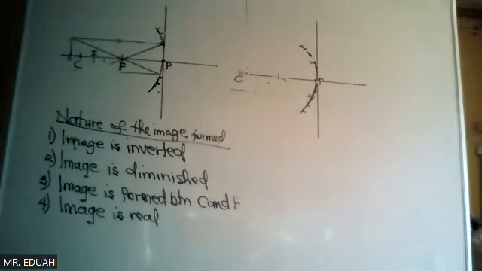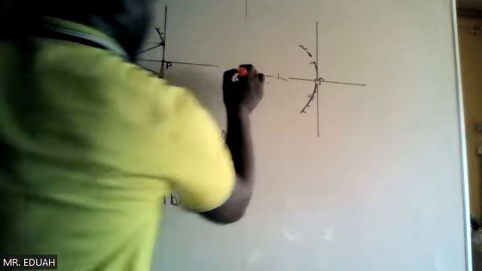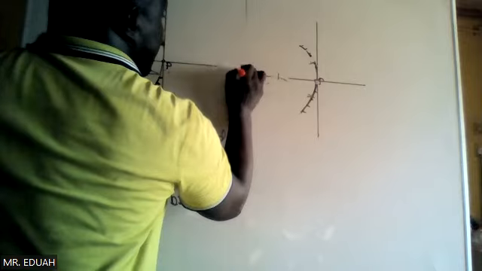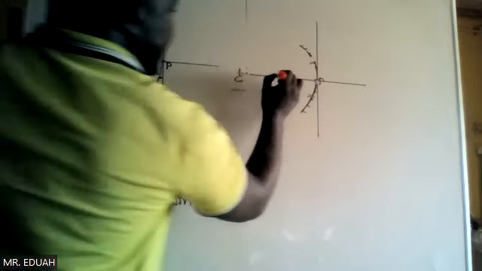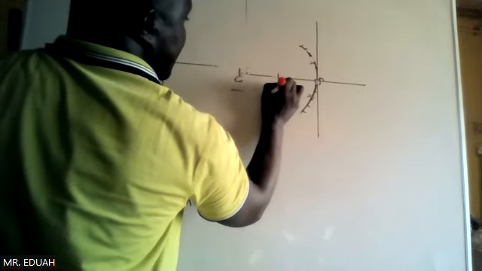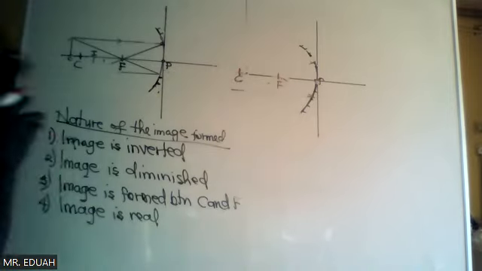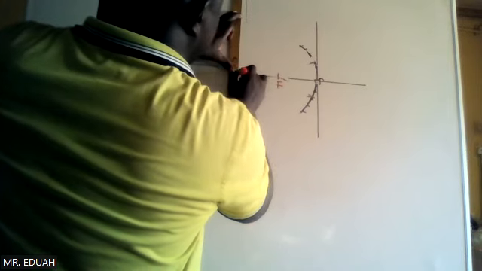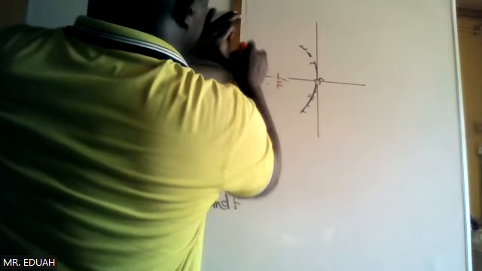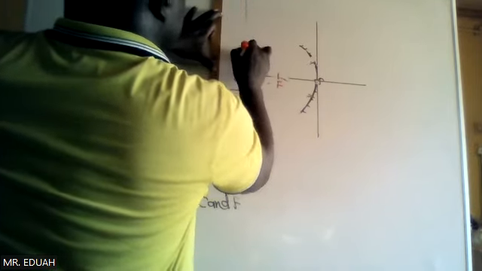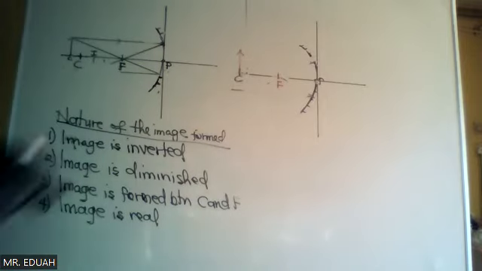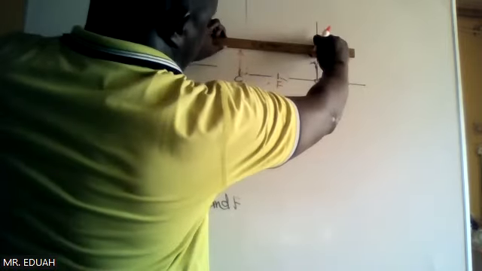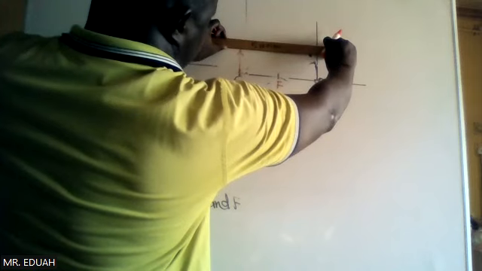Mr., please, the second drawing, I'm lost. Oh, I'll go through. We are placing the object at C. So this is F. F is here. And the object is placed at the center of curvature. So use a ray diagram to describe the nature of the image.